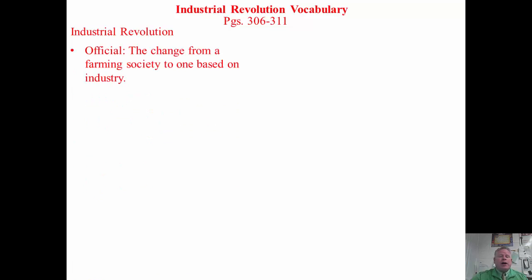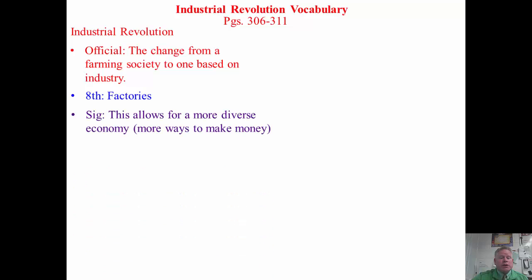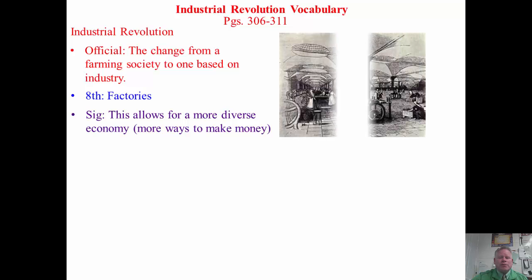Today we're going to be talking about the Industrial Revolution. We've got a few vocab words. The Industrial Revolution is the change from a farming society to one based on industry, with factories. Significance: this allows for a more diverse economy. Translation: more ways to make money.